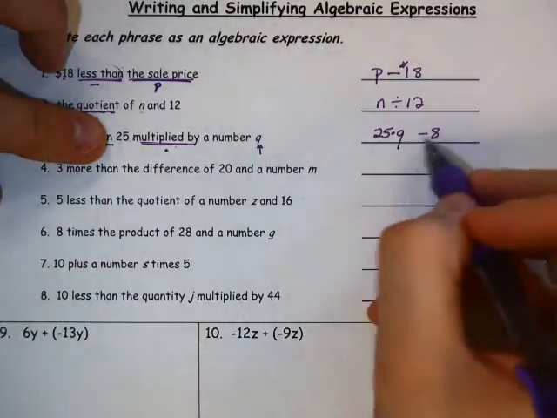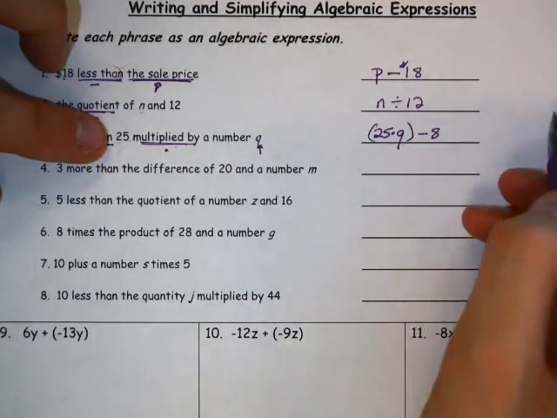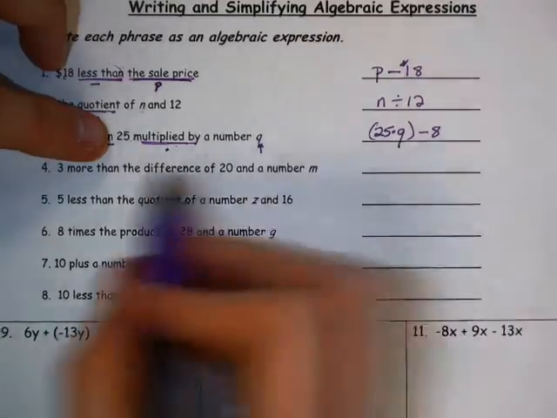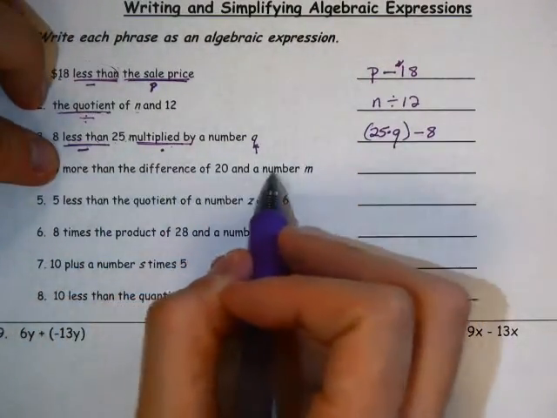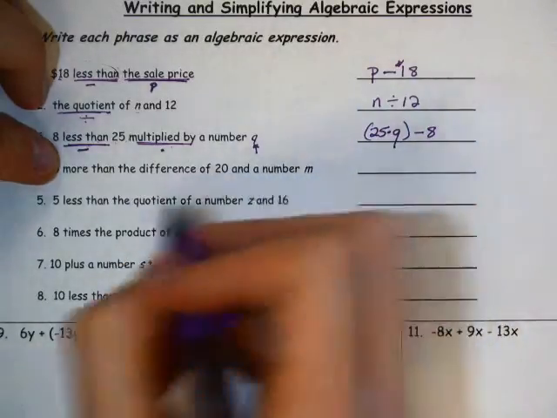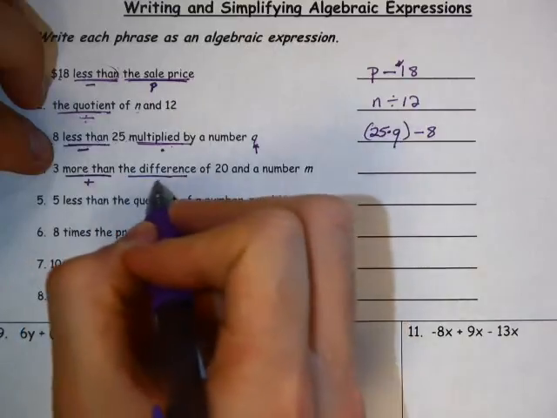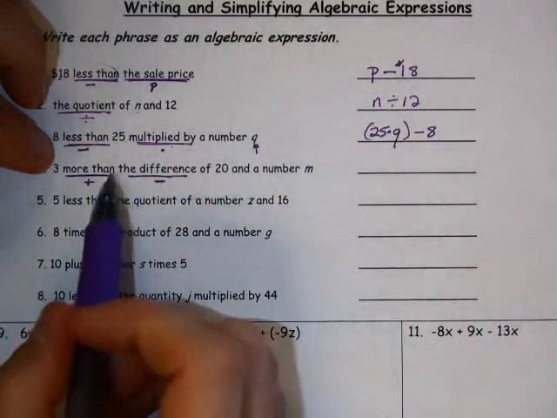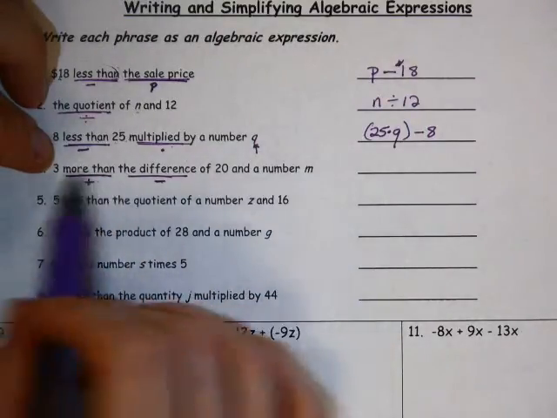Now what happens first? It's a subtraction and the multiplication. Well, order of operations prevails. Use parentheses if you need to try to keep yourself straight, but that prevails there. Okay. 3 more than the difference of 20 and a number m. So more than, addition, the difference, subtraction. Well, you can't have addition and subtraction right next to each other with no, you can, but that's not what the sentence is getting at.